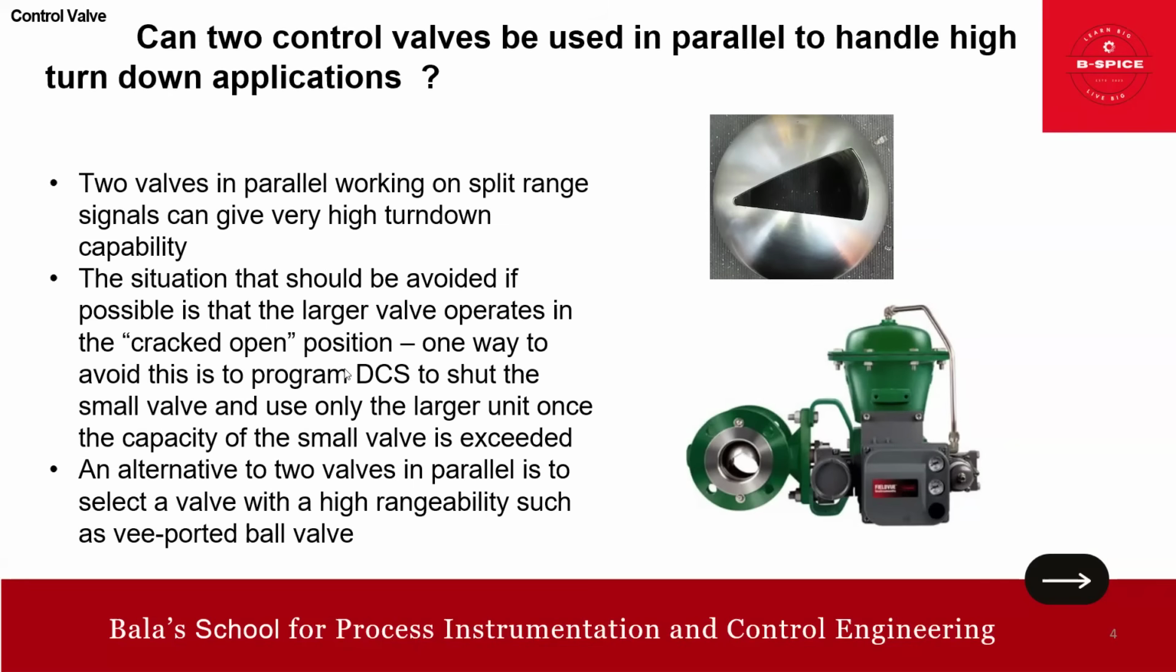position. One way to avoid this is to program the DCS to shut the small valve and use only the larger unit once the capacity of the small valve is exceeded. So our alternative to two valves in parallel is to select a valve which has high rangeability, such as a V-ported valve. Yeah, this one. You see here? This is the V-ported valve. Can you see here, friends? Yes, this is the one.